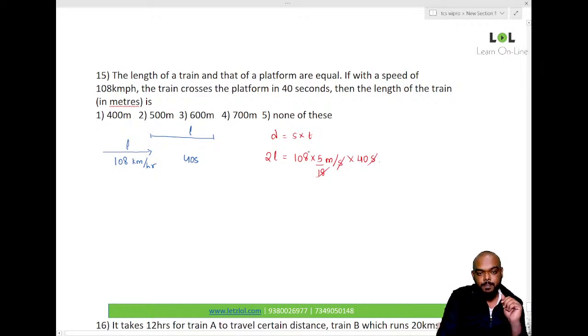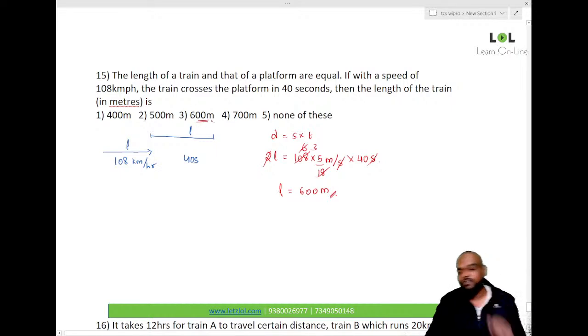18 ones, 18 into 6. 2 ones, 2 threes. So L is equal to 3 into 5, 15, 15 into 4, 60 units left over. 600 meters is my final answer.